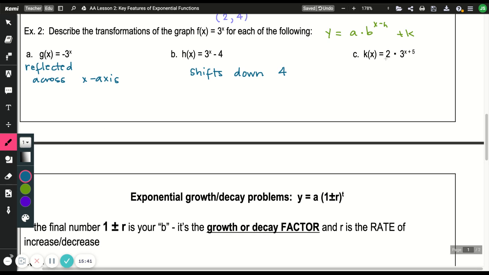I don't know if Delta has any where there's a number in front, or if you have to do that. If there's a number in front, that's a stretch. So if it's 2, it means it's going to be twice as tall. So that's a vertical stretch of 2. You might not have that one on Delta.